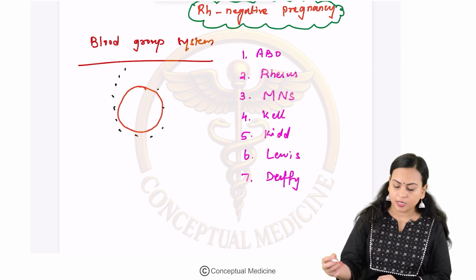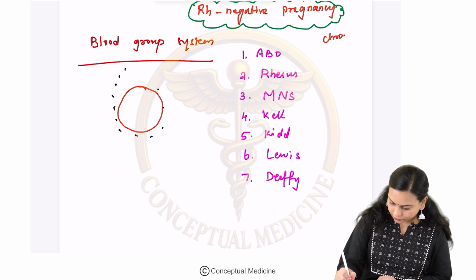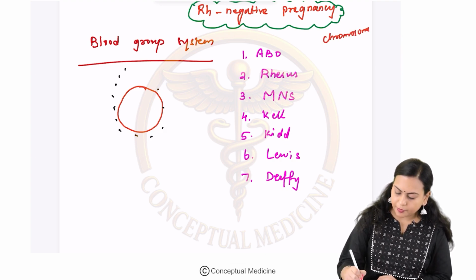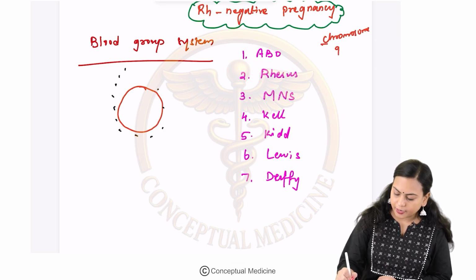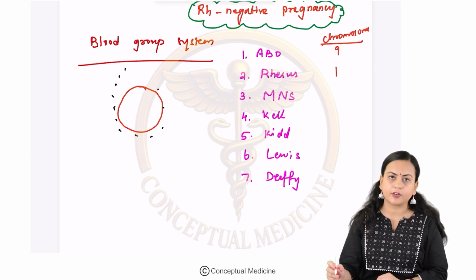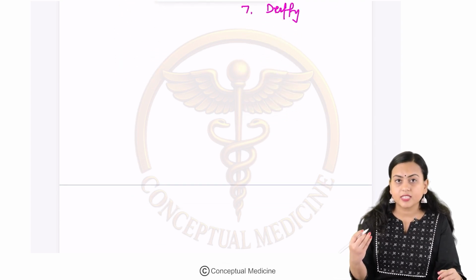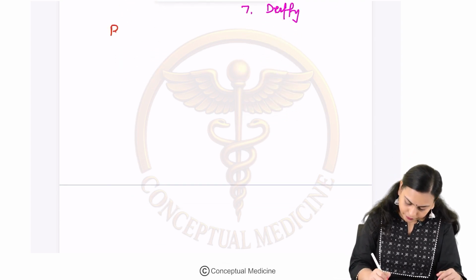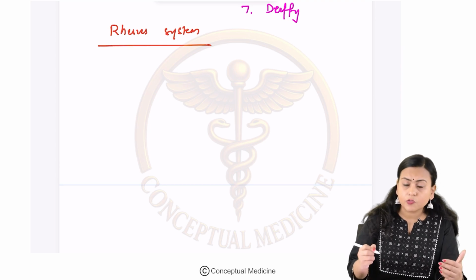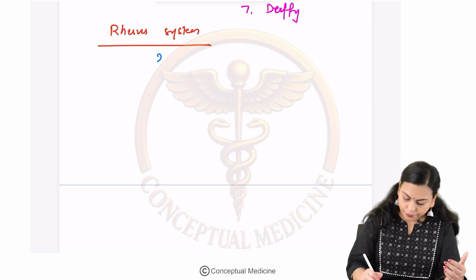Among these, the gene for the ABO blood group system lies on chromosome 9 and the rhesus blood group system lies on chromosome 1. First, we will discuss the rhesus system. As I have already said, the rhesus system is the second most important system after ABO.